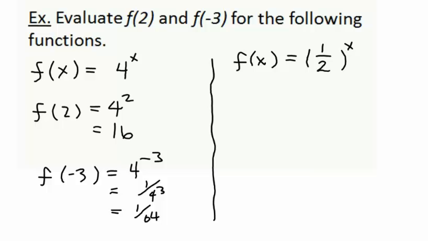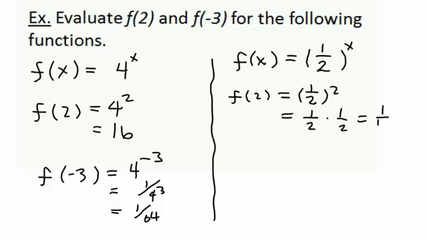Over on the right-hand side, let's look at the function 1/2 all to the power of x. We can go ahead and substitute in f at 2. We're going to get 1/2 squared. This is the same thing as 1/2 times 1/2, which is going to give us a value of 1 over 4. Next, let's substitute in the x value of negative 3, so we get 1/2 to the negative 3.